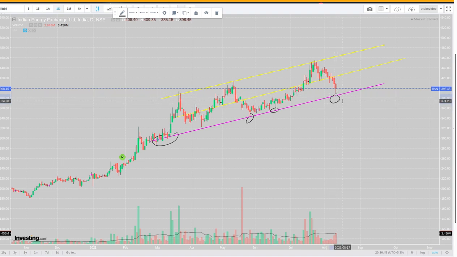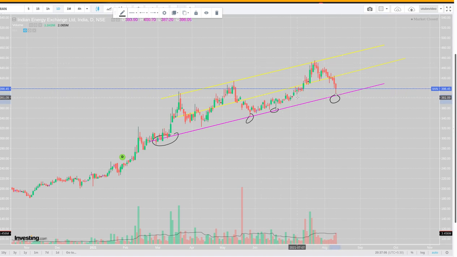One of the good things is that this particular range of 386-385 was not broken, and there was buying interest, and then it went towards a level of 400, where I traded until the market closing time. So this is a good setup.